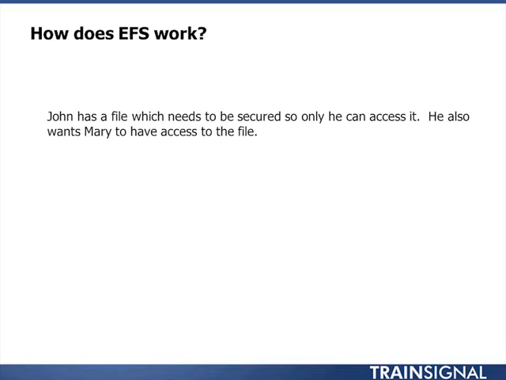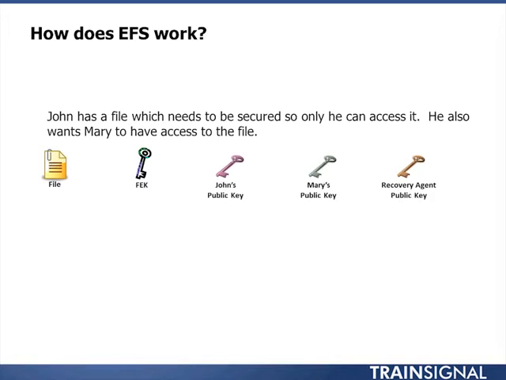John has a file which needs to be secured so that only he can access it, other than wanting Mary to also have access to the file. Okay, so John wants to lock this thing down so that only he and Mary can get to the file. Here's everything that we need. We have the file itself. We have the FEK, the file encryption key. And actually, there are 3 more keys that will come in later, because John has a pair of keys, Mary has a pair of keys, and then there's the recovery agent who has a pair of keys.